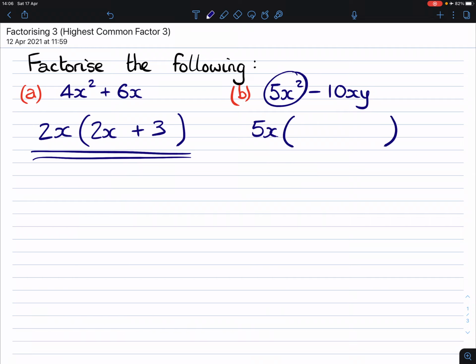Divide the first term by 5x, we will be left with x. And divide the second term by 5x, the 10 will become a 2, the x will disappear, and the y will be left standing.